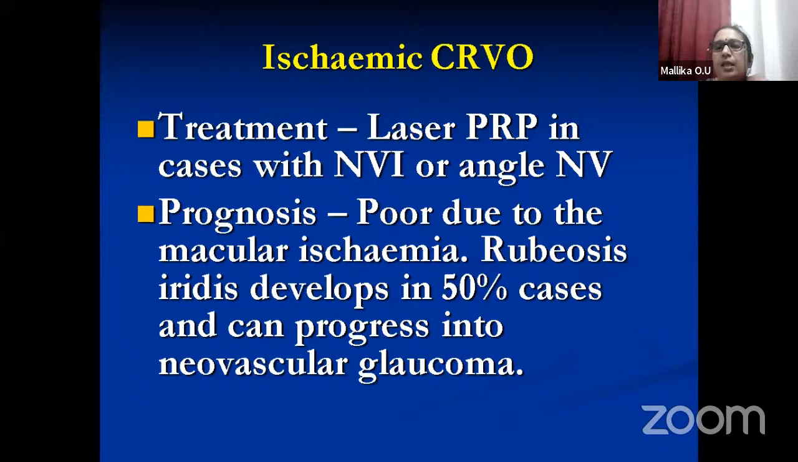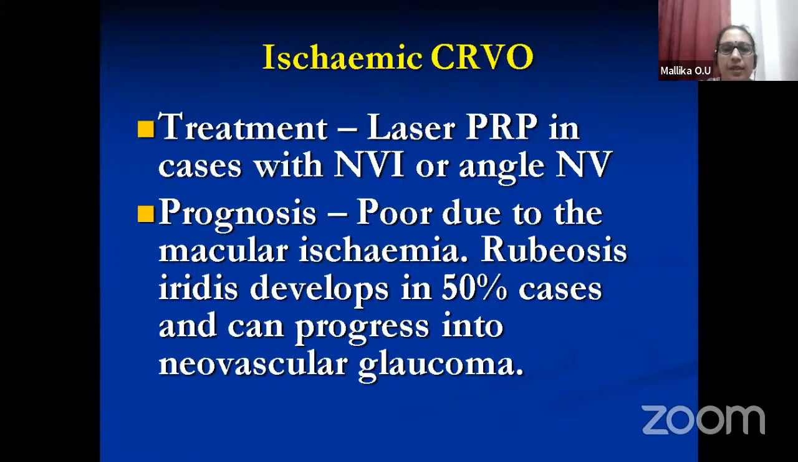So mainly to prevent a painful blind eye, we have to treat an ischemic CRVO, and close follow-up of the patient is needed in ischemic CRVO compared to a non-ischemic CRVO. And one other thing is, a non-ischemic CRVO, if you follow up, the patient can develop into ischemic CRVO also. So monitoring the patient closely is very much needed in both non-ischemic and ischemic CRVO. In non-ischemic CRVO, to see whether the patient is changing into the ischemic variant, and in the ischemic type, follow-up is needed to assess the development of rubeosis iridis or neovascularization of the angle leading on to neovascular glaucoma.